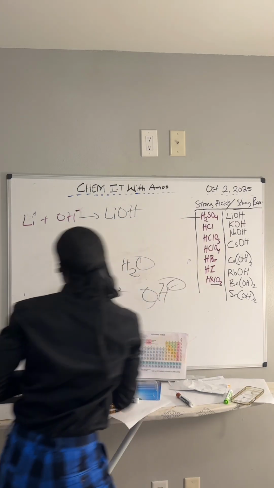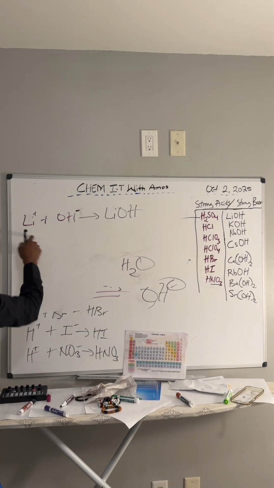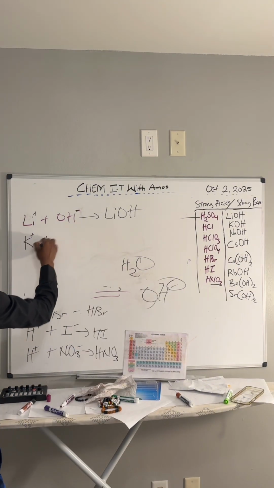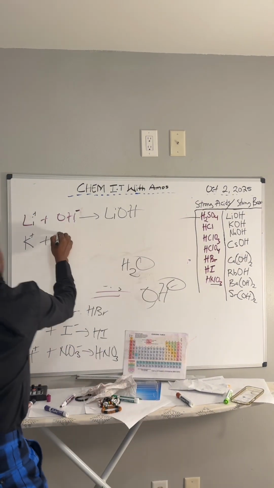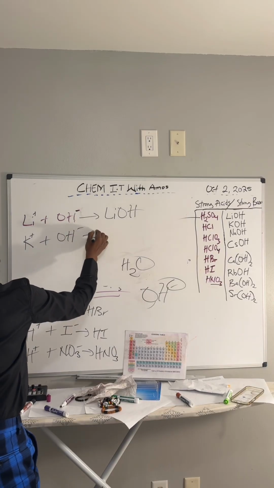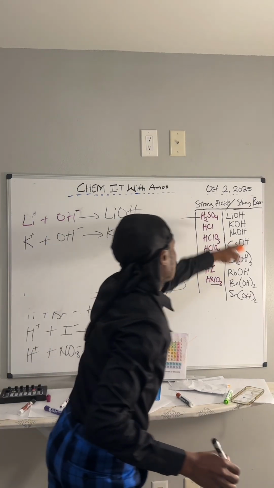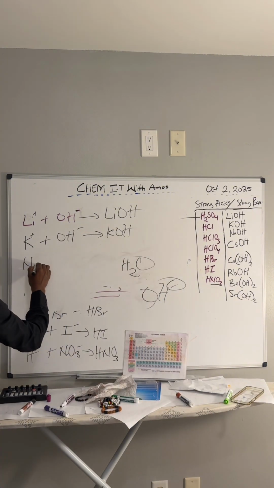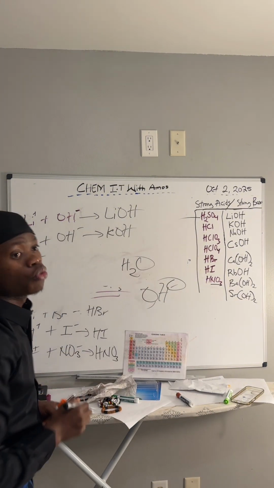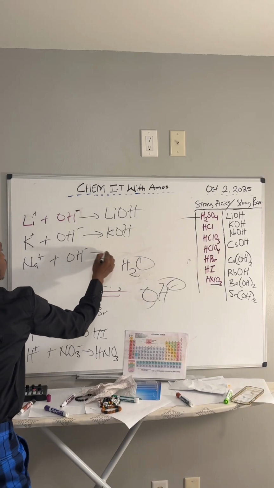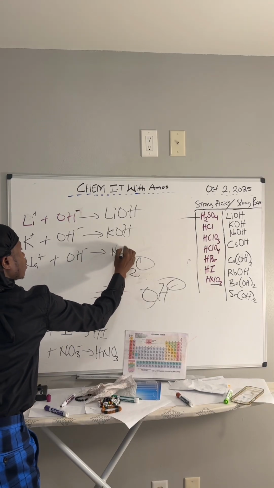What about this potassium? It's in group 1. It wants to lose one electron, so it was plus. OH was OH minus. So they form potassium hydroxide. What about sodium hydroxide? Sodium is in group 1. It's Na, and it has positive charge because it's in group 1. It wants to lose an electron, plus OH minus. So they form NaOH.